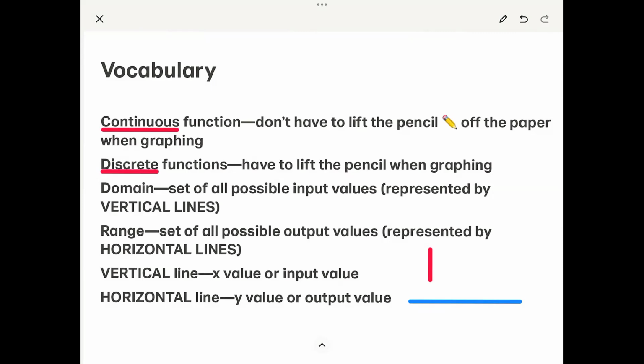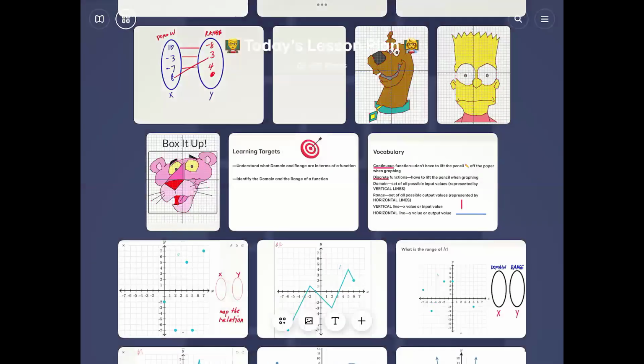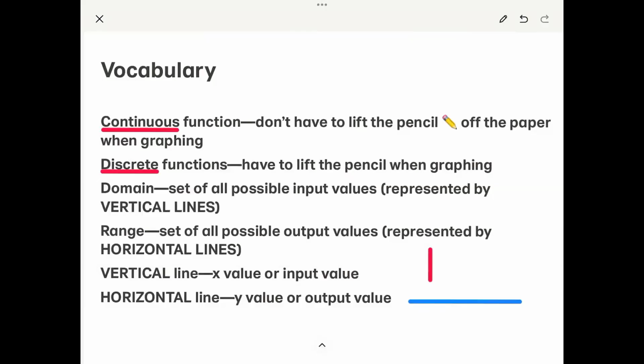So let's go back to this idea, continuous versus discrete. Continuous just means if you're trying to trace from one side of a function to the other side using a pen or pencil, you can go from one side to the other without lifting your pen off the paper. That means it's continuous. If it's discrete, you won't be able to trace from one side to the other. You're going to have to lift your pencil off the paper. So let me show you exactly what I mean by this.